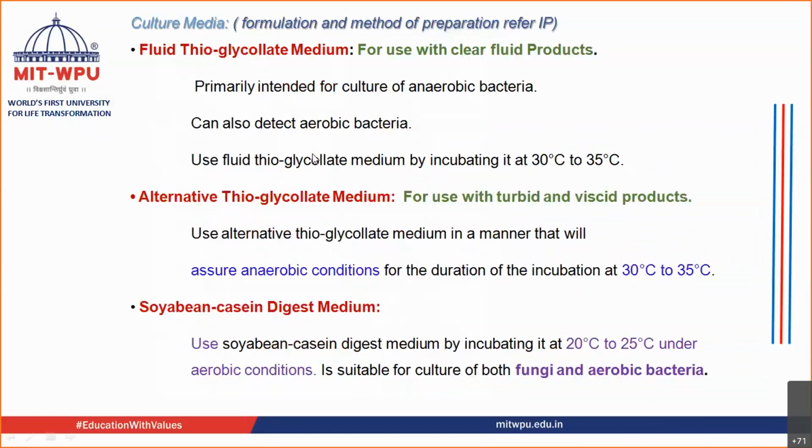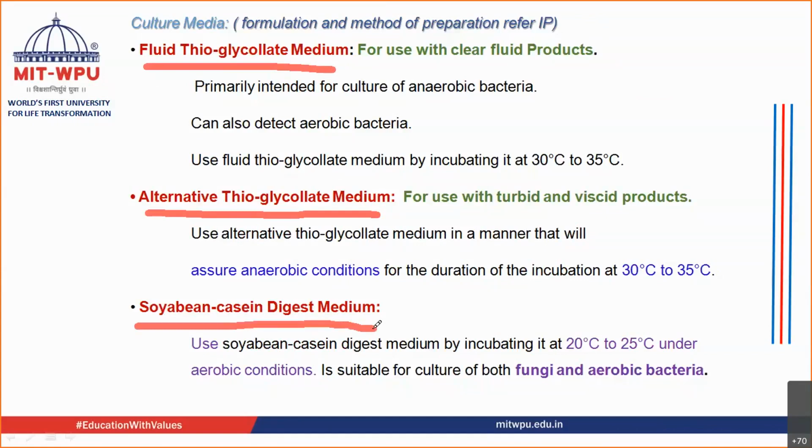Now in order to carry out this test for sterility, it is a microbiological test with some culture. So which are the cultures that have been given, which are the cultures that you have to use? You can use fluid thioglycolate medium, you can use alternative thioglycolate medium, and soybean casein digest medium. Now how to prepare these media, what these media are, everything you have already studied in microbiology last year. Satish sir must have taught you very nicely, I know.